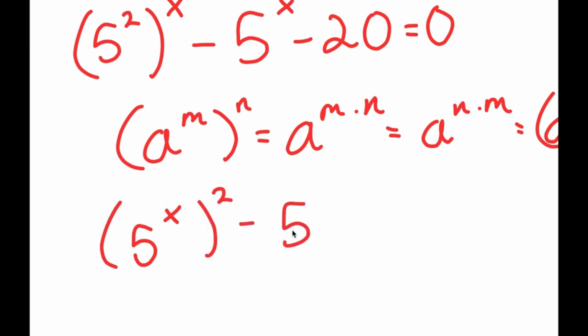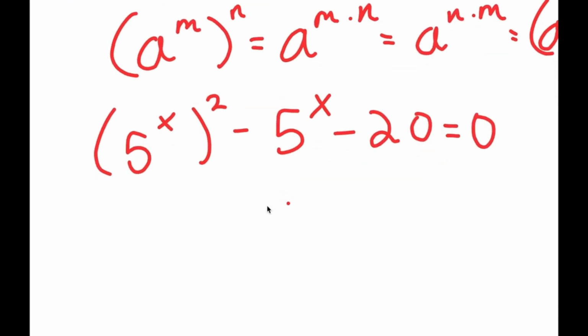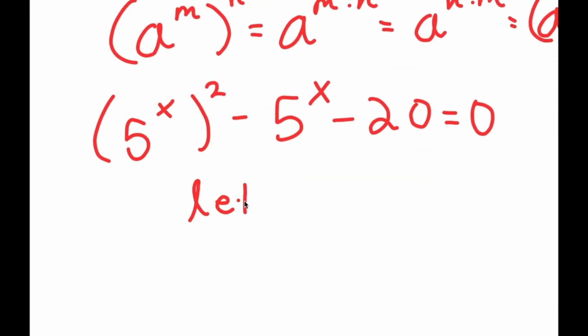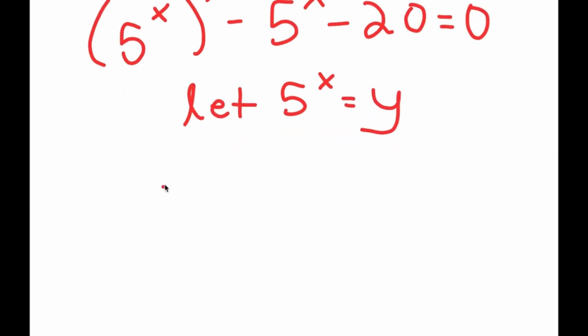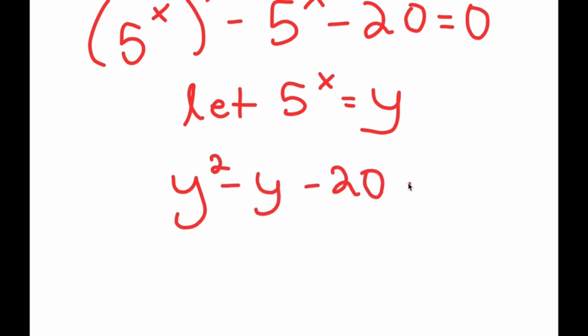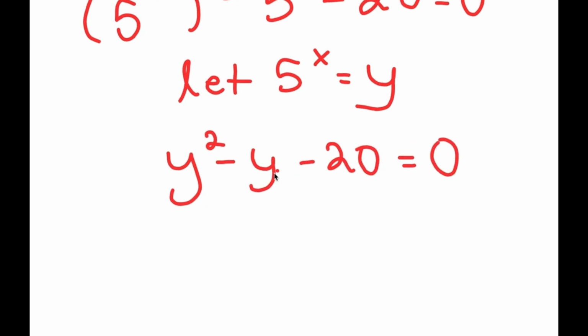Now I have this minus 5 to the power of x minus 20 is equal to 0. And now I'm going to let 5 to the power of x equal y, so I get y squared minus y minus 20 is equal to 0.